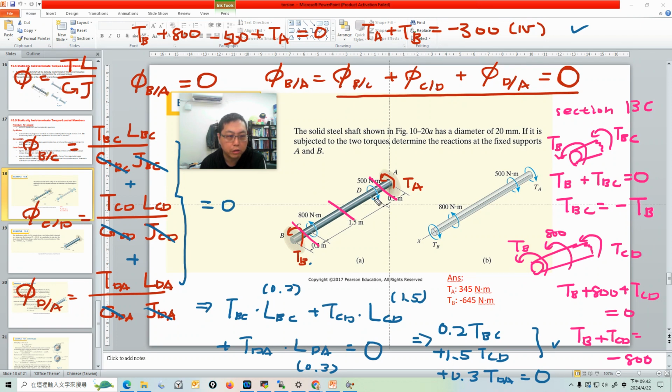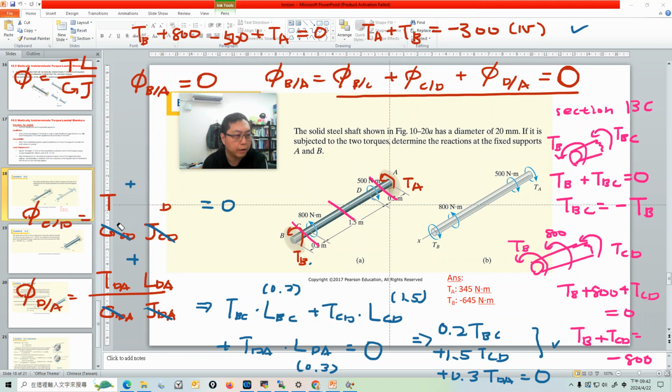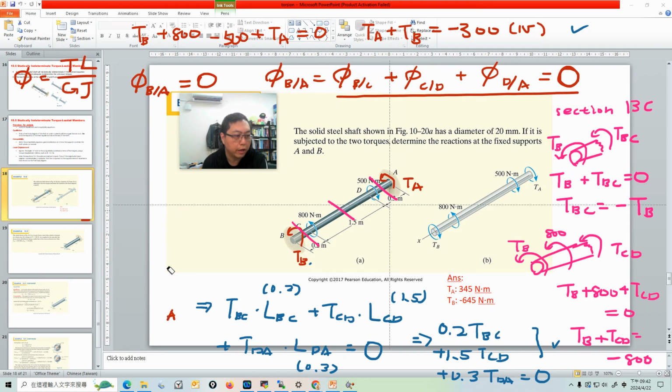Finally, what about section DA? Do we have any space? No space, so I just delete here. If you want to take notes, please rewind. Finally I have to deal with section DA. In the section DA.